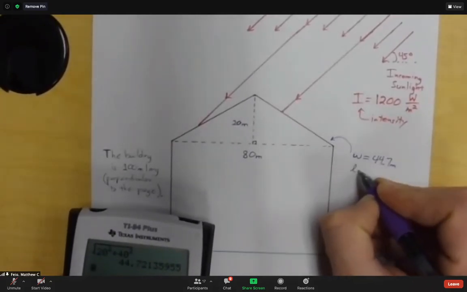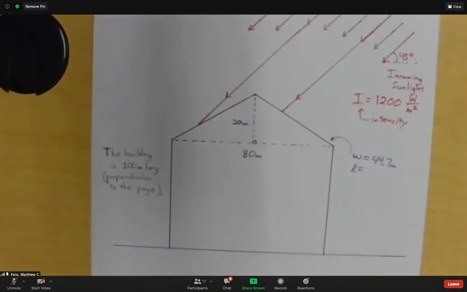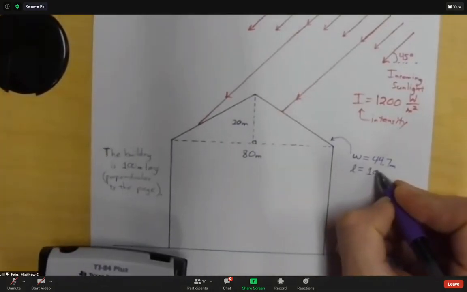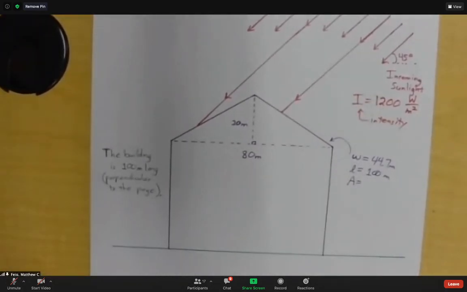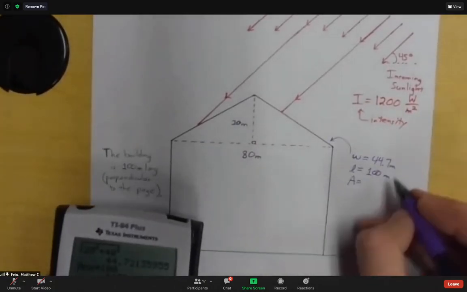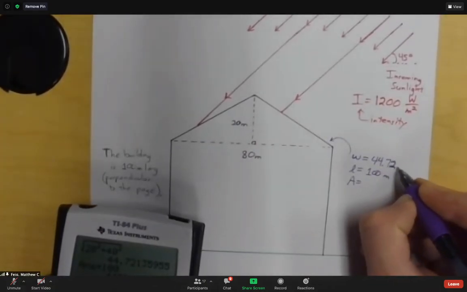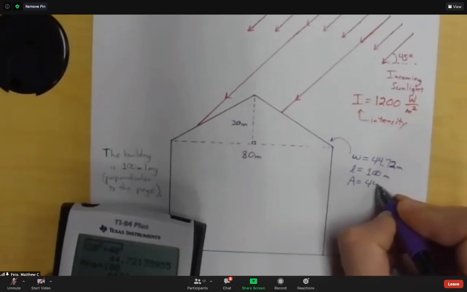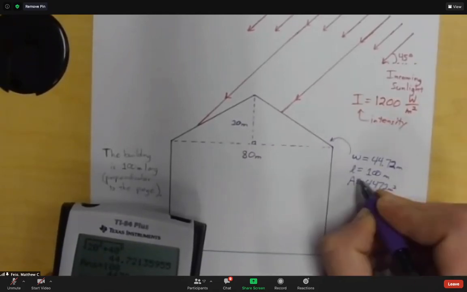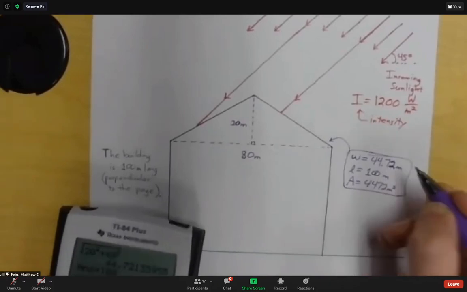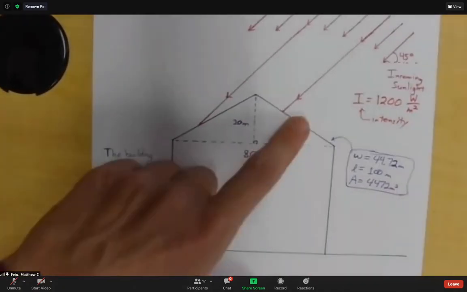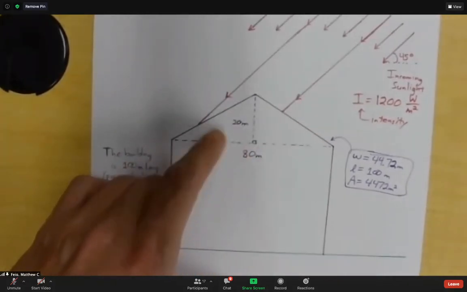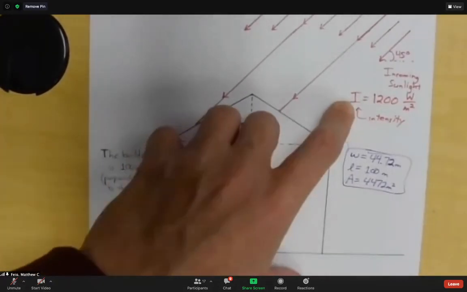The length is written over here. I'm going to call length the into and out of the page direction because it's the longer of the two, but it doesn't really matter. That's 100 meters. So the area is 44.72 meters times 100, so 4,472 square meters. And of course, that's true in either case. Maybe we'll call this 1 and this 2, but the areas are the same. The intensities, which is like the magnetic field, is the same.